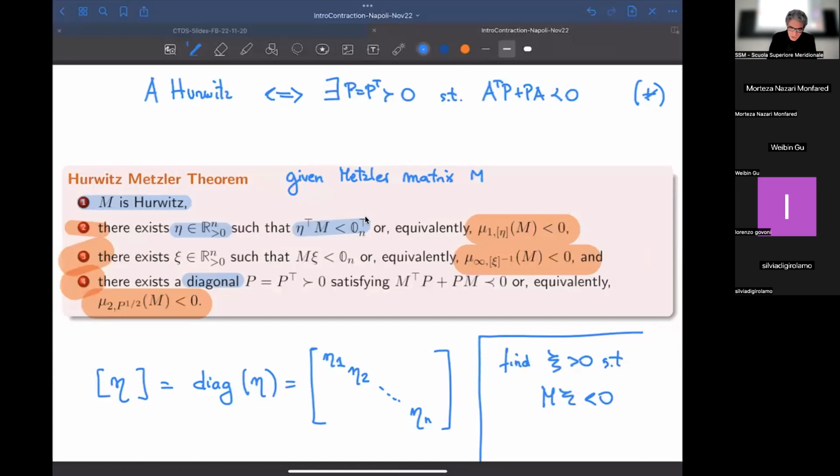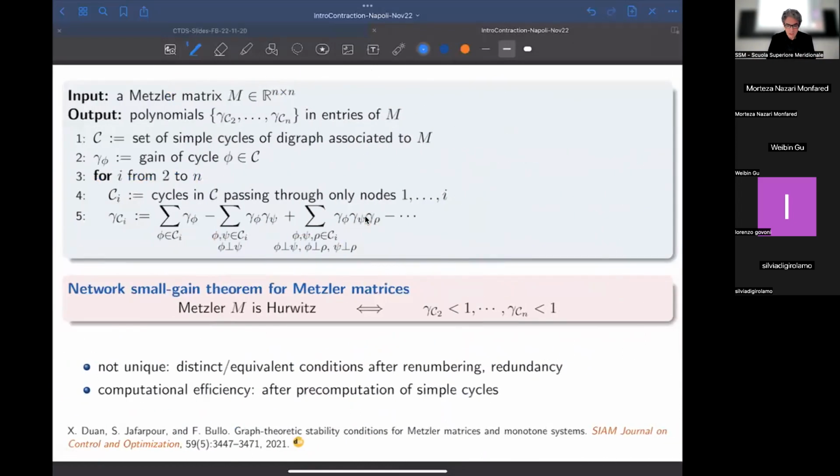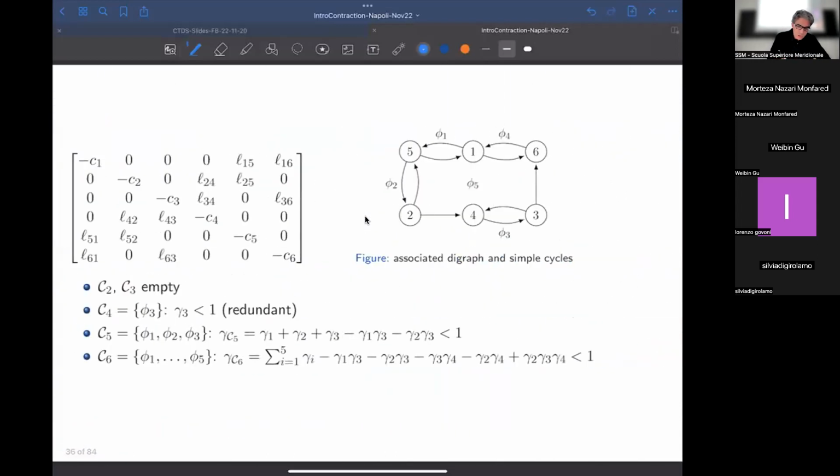Now, the last thing I'll say on this topic is a little bit complicated, so let me just show it to you in an example. Suppose I have this particular Metzler matrix. I execute the following set of steps. First of all, I draw the directed graph associated with the Metzler matrix. It's a 6 by 6 dimensional matrix, so there are 6 nodes. I draw a directed edge every time the corresponding entry in the matrix is strictly non-zero.